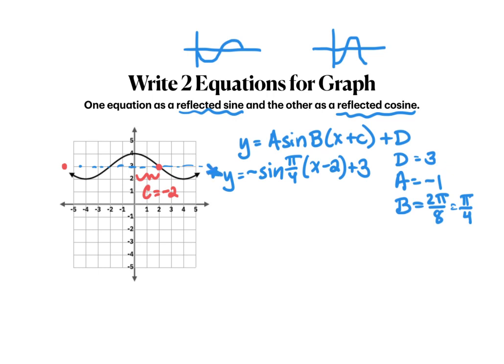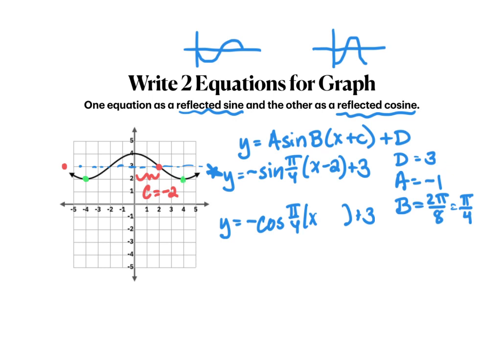I also would like to write it as a reflected cosine. Reflected cosine, everything's going to stay exactly the same except the shift. So I've got negative cosine of pi over 4 times x, and I'm going to leave that blank, plus 3. So for cosine, I'm looking for where my graph starts down 1 amplitude from the x-axis. Looking at my function, that is going to happen here and here.